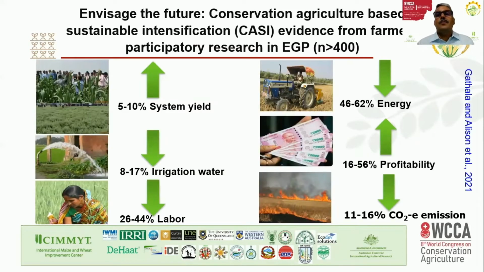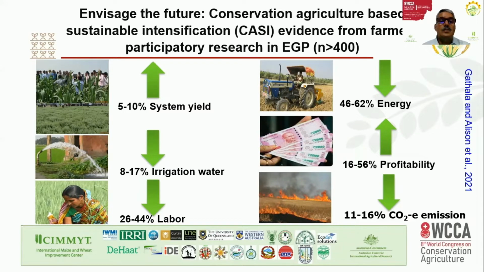The benefits of conservation agriculture-based system identifications, with evidence from farmers participating in research in EGP, more than 400 farmers. Our results clearly showed that conservation agriculture improves the farm system yield by 5 to 10%. It reduces irrigation water by 8 to 17%.